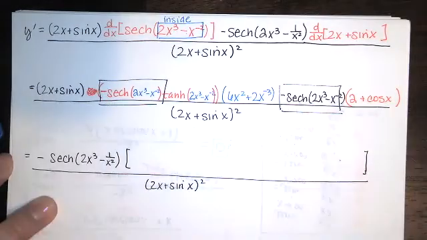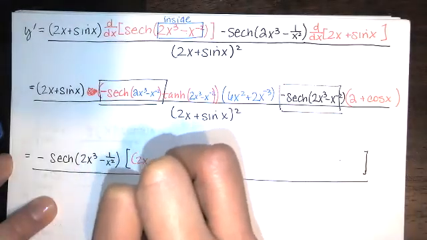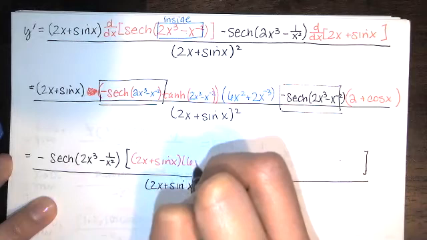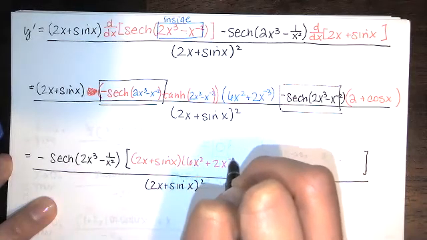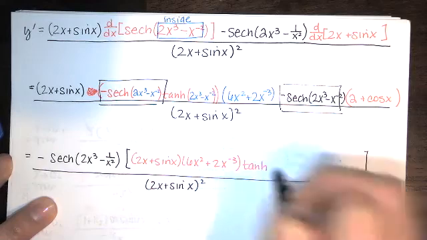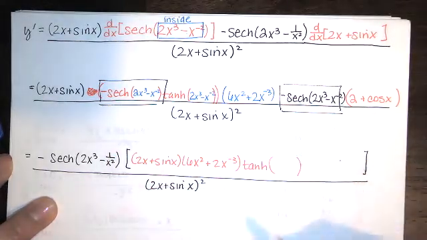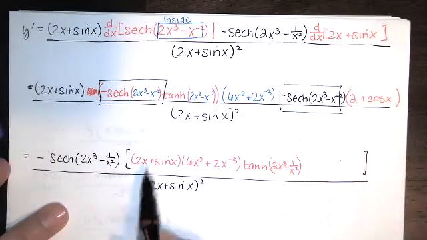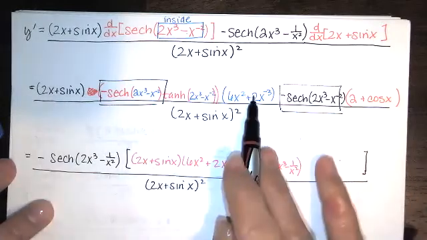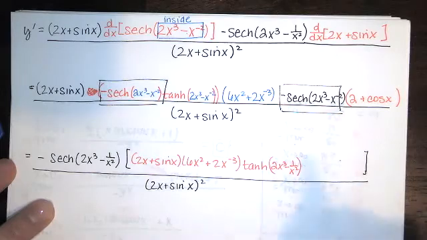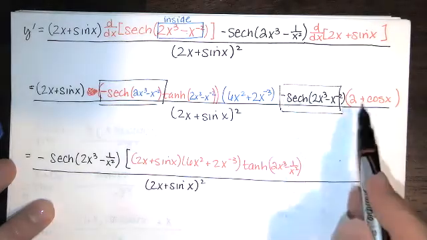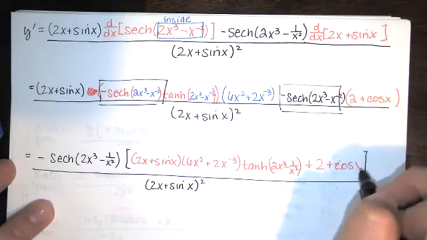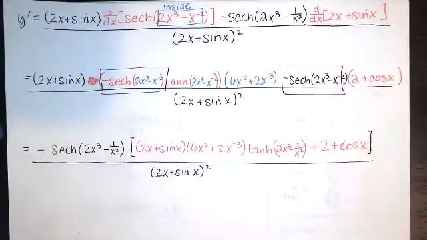And we're left with a 2x plus sine of x times a hyperbolic tangent of x times this 6x squared plus 2 times x to the negative 3. I think I may have said the wrong inside function for that hyperbolic tangent. It's hyperbolic tangent of all of this. Okay, so that times that gave me my first term, which is very long and had a lot of factors. And then we factored out that negative, so we're left with a plus 2 and a cosine of x.